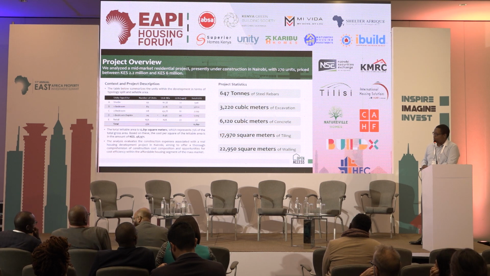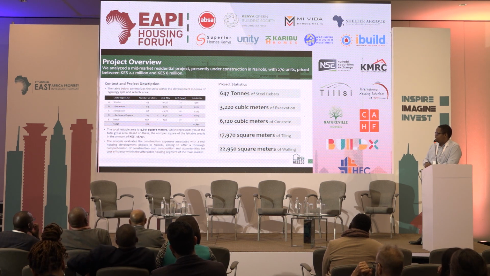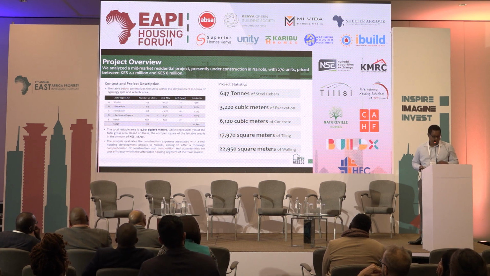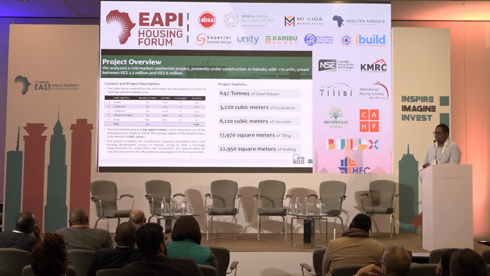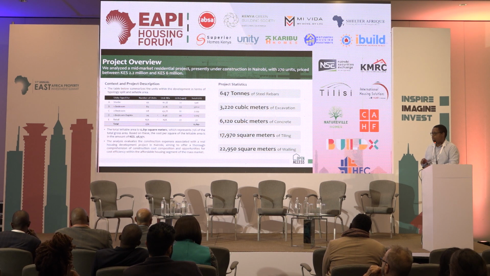And just from the get-go, what we found as the cost that the project is incurring per square meter is about 48,971 on a gross lettable area basis. Accounting for efficiency, that comes to about 57,612 shillings per square meter of gross built-up area. So about 60,000 shillings per square meter of construction cost on GBA.